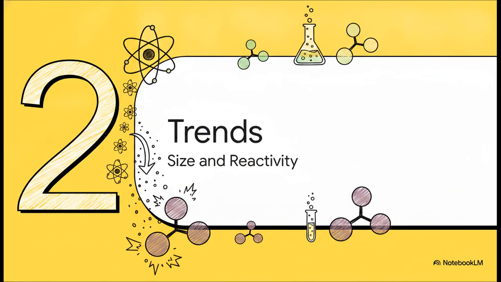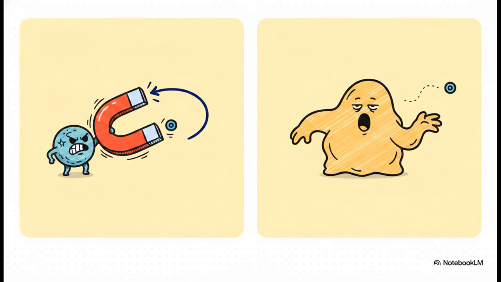Moving right along to Section 2, Trends in Size and Reactivity. Now, what's really fascinating here is the sheer contrast. Think of fluorine, right at the top of the group, as the super aggressive, compact younger sibling. Because it has the smallest atomic radius, its nucleus has a tremendously strong pull on its outer electrons, giving it the highest electronegativity. But on the flip side, way down the column, we have iodine. It's kind of the sluggish, much larger, older sibling. Its enormous atomic radius means the nucleus is super far away from that outer shell, which results in a much weaker grip on its electrons, meaning it has the lowest electronegativity.